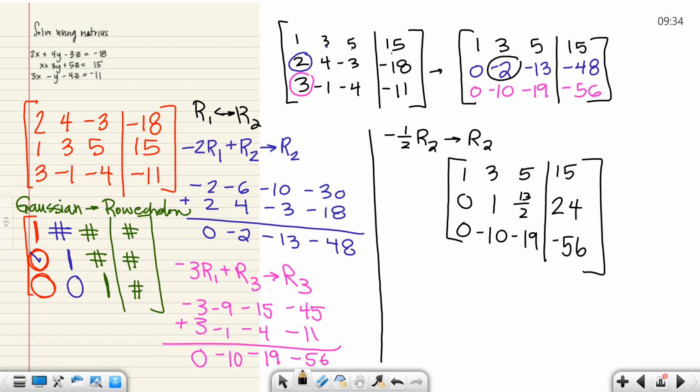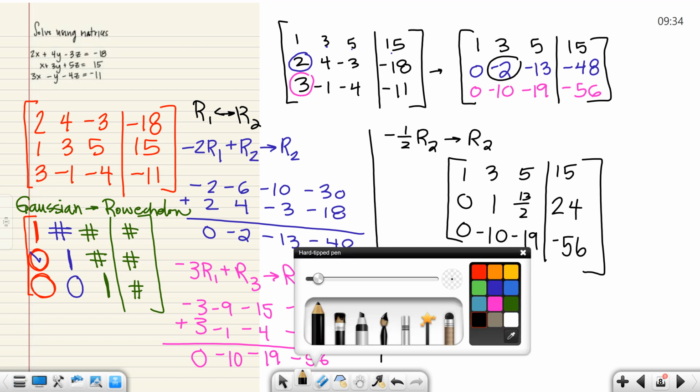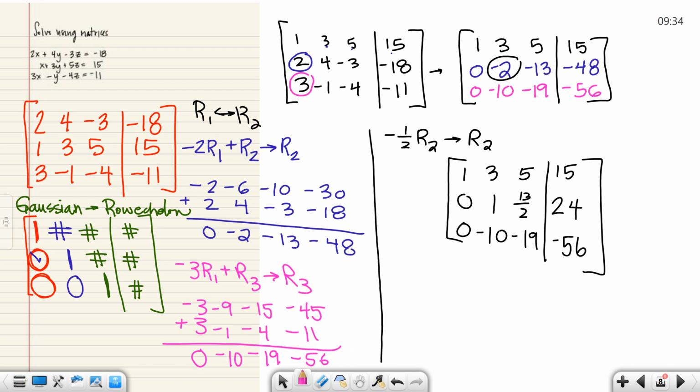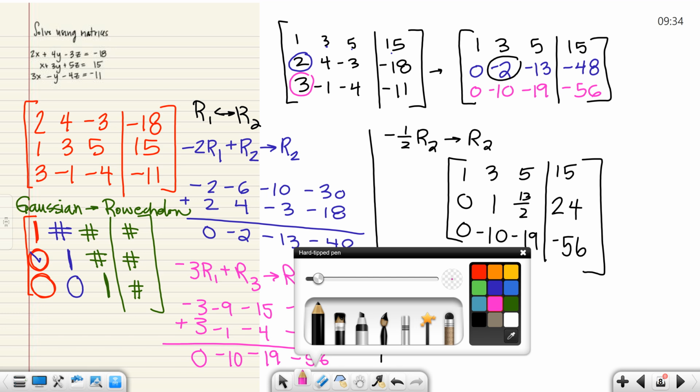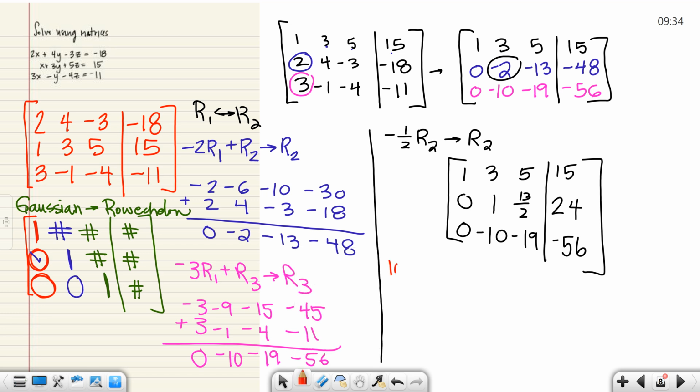So usually to turn a value into a 1, you multiply by a constant. Usually to get a 0, like we did here on this first column, that's when you add 2 rows together. All right, so now I'm going to try to get rid of this 10. Let's go red this time. I'm going to say 10 row 2 plus row 3 is going to give me a new row 3. That means row 1 and 2 are going to stay the same.